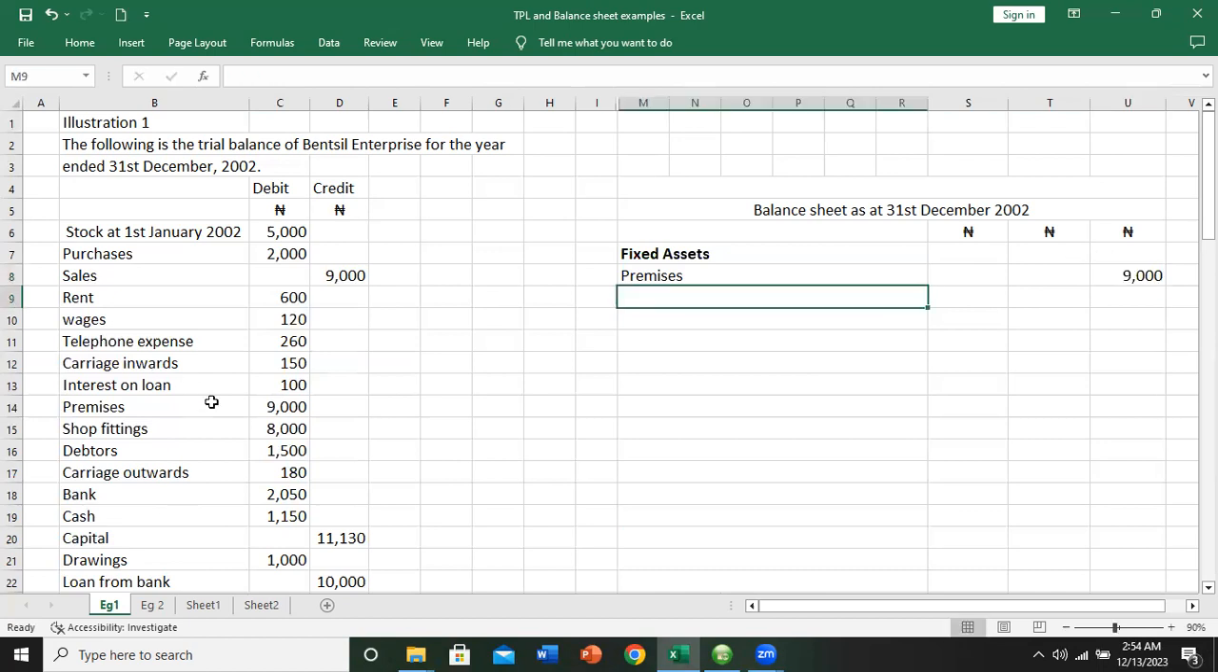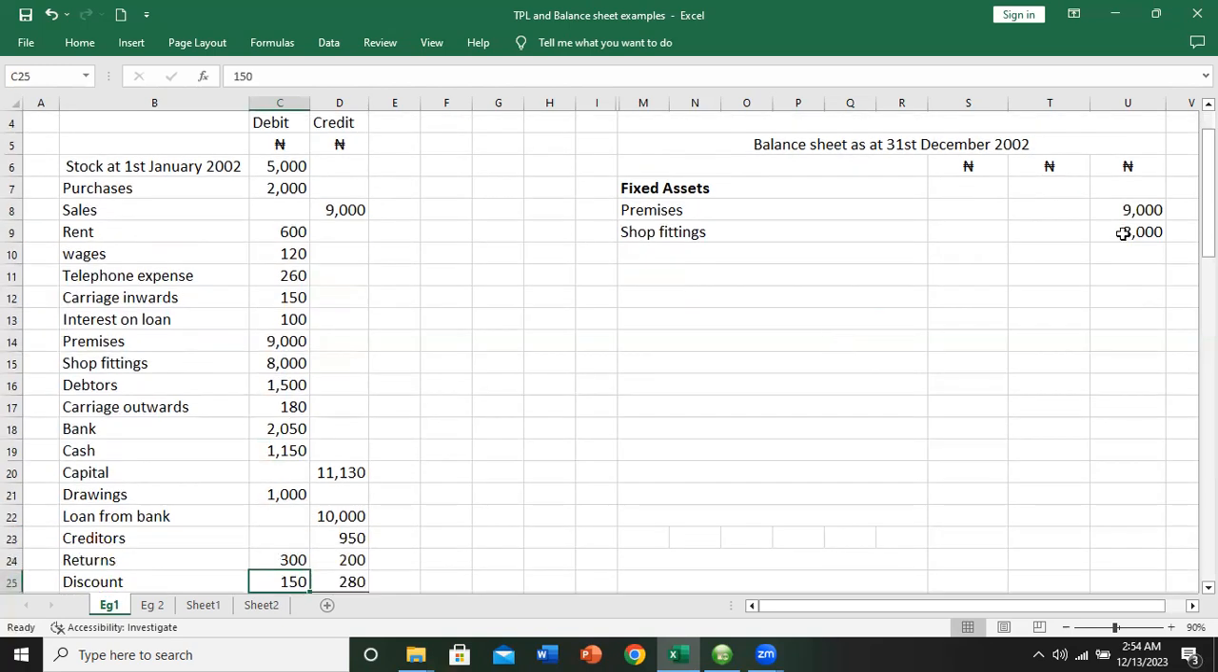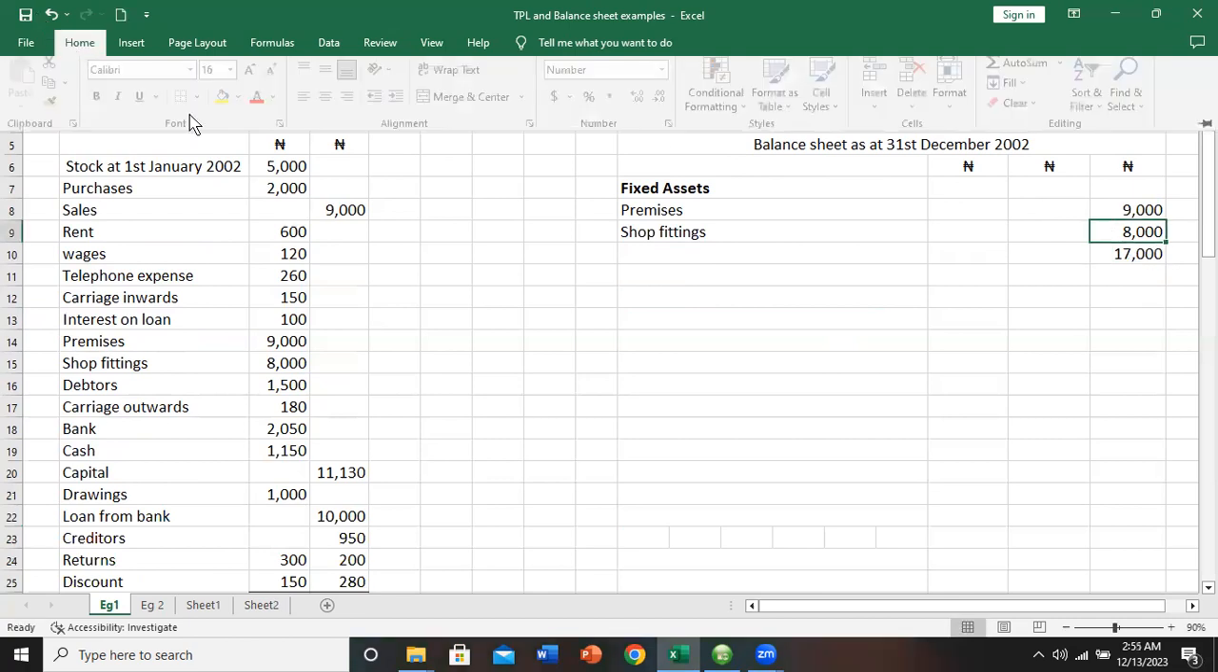Okay. After the premises, the next one is the shop fittings. Shop fittings, which is 8,000. Okay, let's go through if we find another one. Debtors, no carriage, no bank, cash, capital. Okay, so you see that these are the only two fixed assets you have. So you just total them. 9 plus 8 is 17,000. You underline that one there beautifully like that.